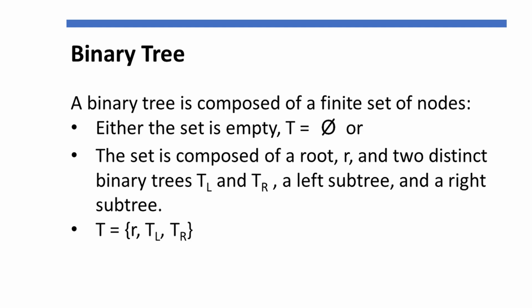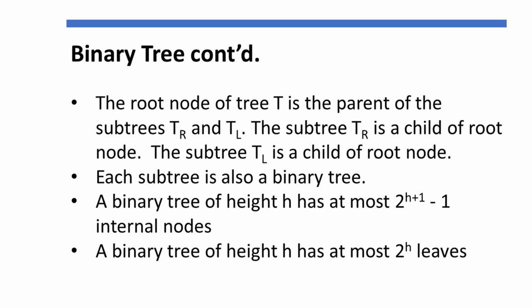A binary tree is composed of a finite set of nodes. Either the set is empty, or the set is composed of a root, R, and two distinct binary trees, TL and TR, a left subtree and a right subtree. The tree is a union of the root, the left subtree, and the right subtree. The root node of tree T is the parent of the subtrees TR and TL. The subtree TR is a child of the root. The subtree TL is also a child of the root. Each subtree is also a binary tree.